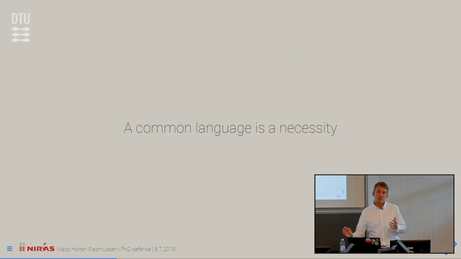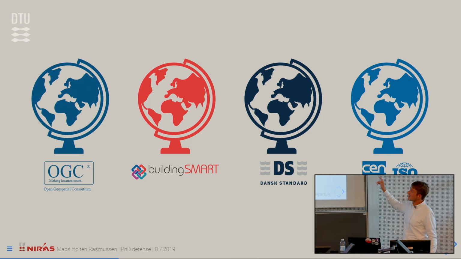Okay, so we agree that in order to have these open systems that talk together, what we need is a common language. And we have all these different standardization organizations that make these languages. OGC works with GIS, geospatial data, buildingSMART with buildings, Dansk Standard for a lot of the stuff that we do with buildings, and then we have CEN and ISO standards for structural demands, structural codes and stuff like that.